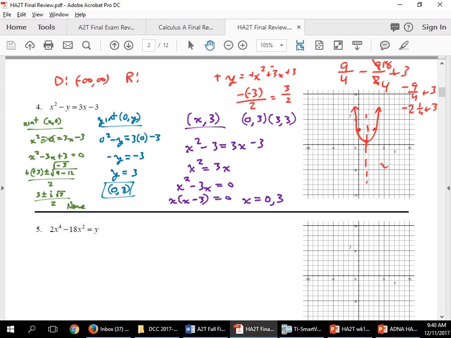So we're able to put our vertex right here. So check that out. Yay! We have our graph and everything. Now we can do our range.